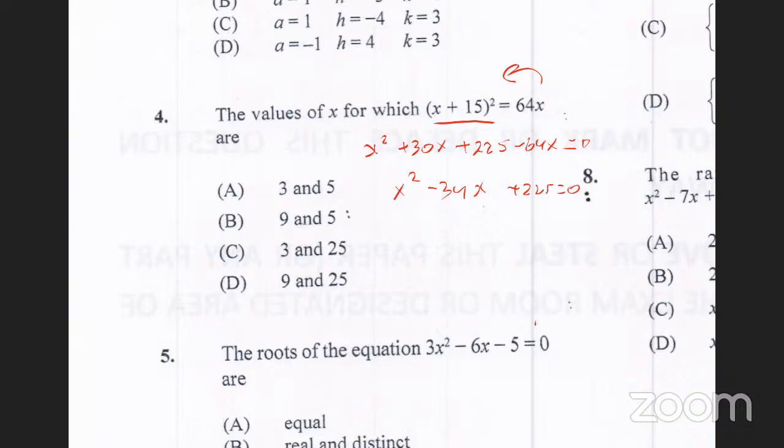So it's 9 and 25. 9 and 25, thank you. Right, so just remember to bring it across on the right side, right? On the left side, I mean.